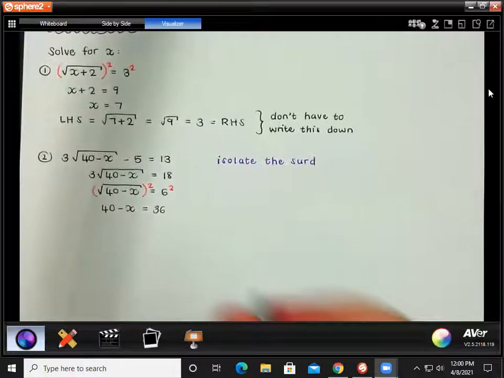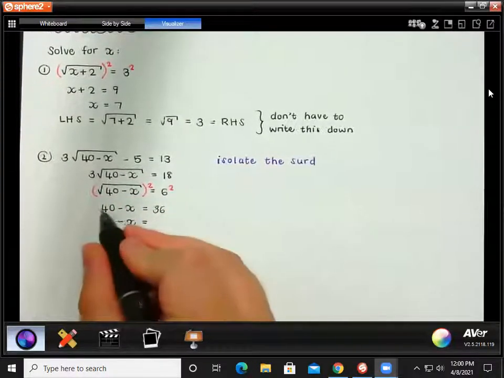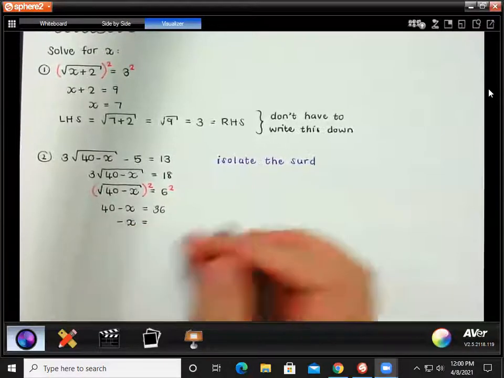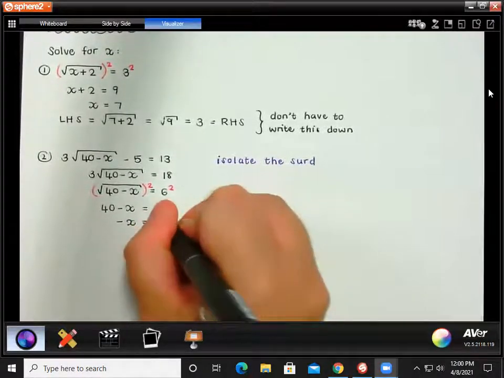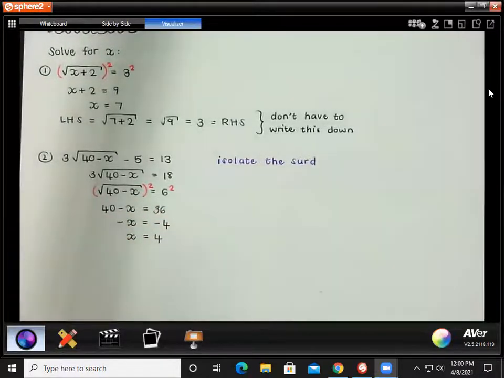Okay, let's take that 40 over to the other side. So we have negative x equals, what's 36 minus 40? Negative 4. So x is then equal to 4.